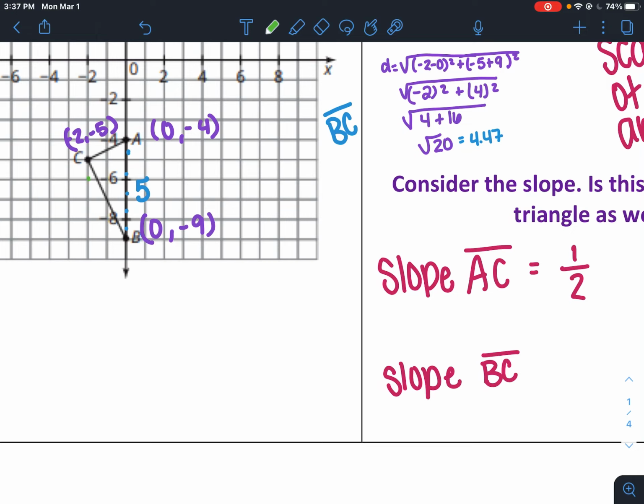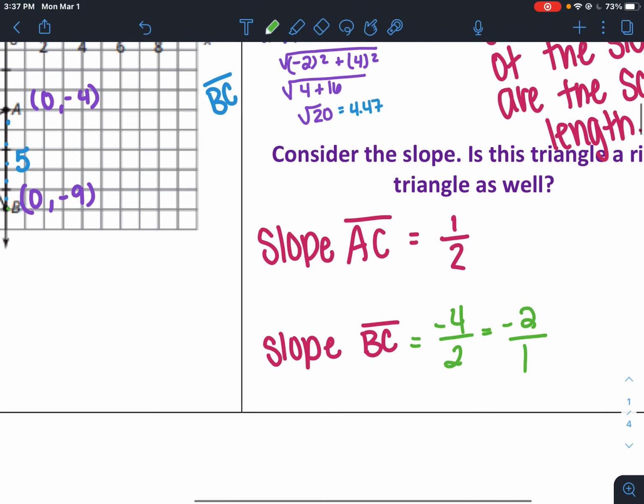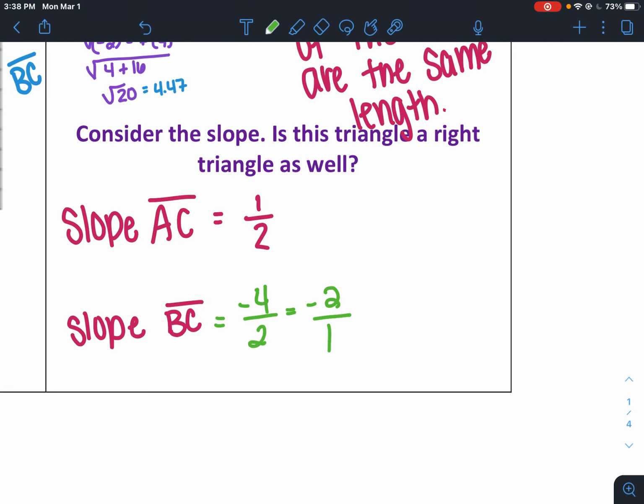And my slope for BC right here, again, I can count rise over run. Well, I went down 1, 2, 3, 4, and right 1, 2. So we went down 4 and right 2. Okay, well, those definitely don't look like reciprocals at all, but if I reduced -4 over 2, I would get -2 over 1. Okay, so we're looking for opposite reciprocals.